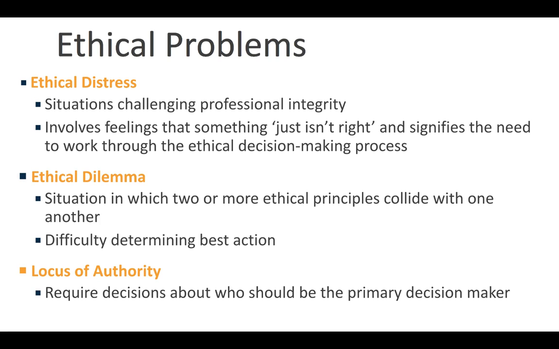What is going on? And then you have to figure out, there's 6 steps to go through the decision-making process to say, is this an ethical issue or ethical problem or not? An ethical dilemma is a situation in which 2 or more ethical principles collide with one another. We're going to talk about ethical principles in a couple of minutes as well. But these are when 2 things are colliding with one another and you're trying to figure out what is the best action to take. The last one is a locus of authority.